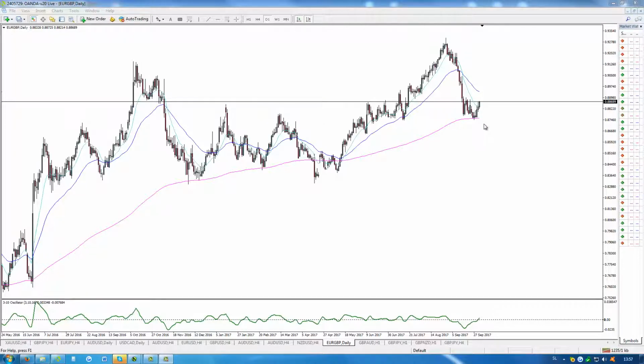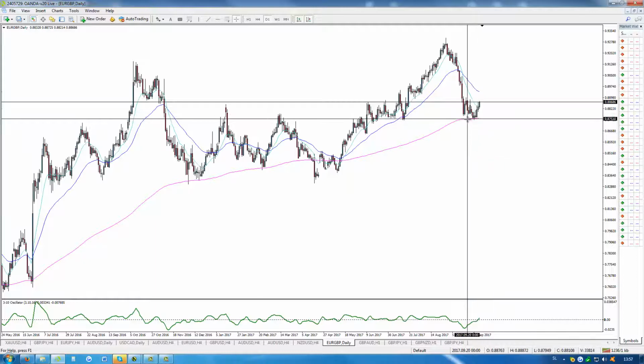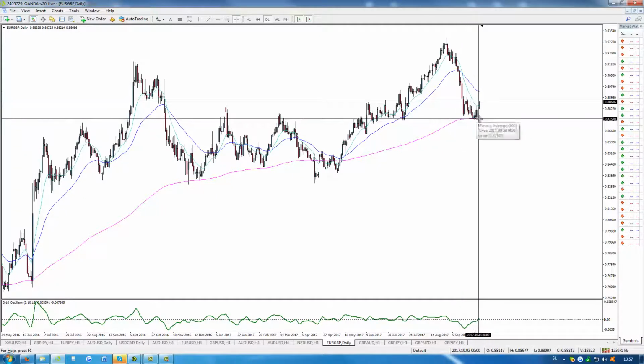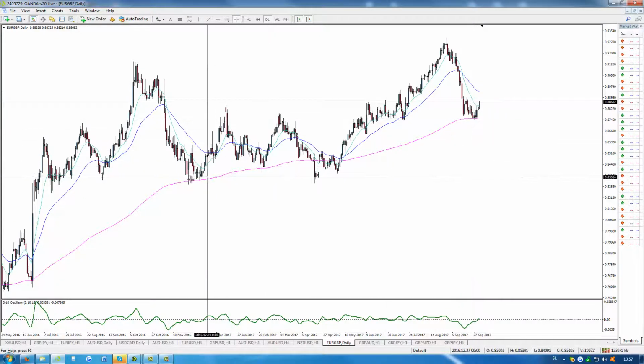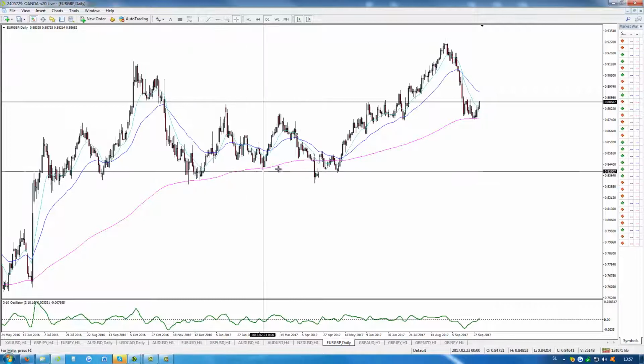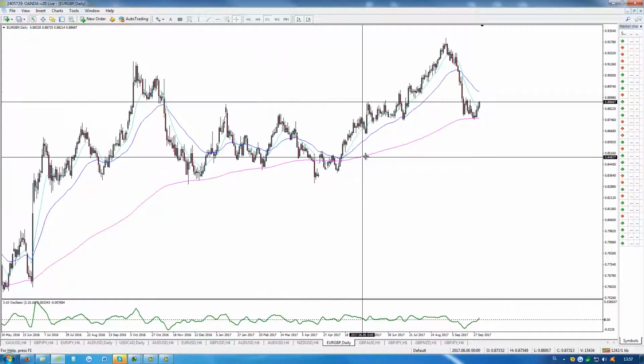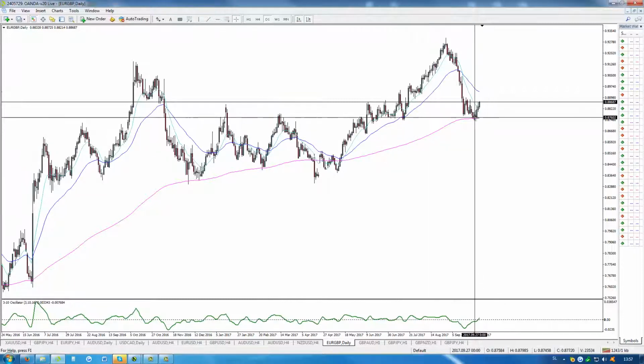Okay, so as you can see here, price action hit EMA 200. Okay, and this is a first sign that there is some support. So EMA 200 is acting as a support. You can see here and here as well, it acts as a support. So EMA 200 is some sort of a dynamic support in that case.